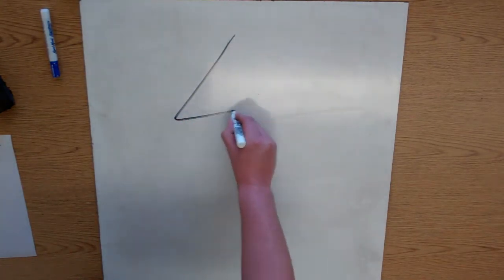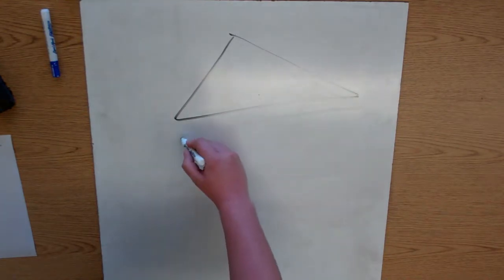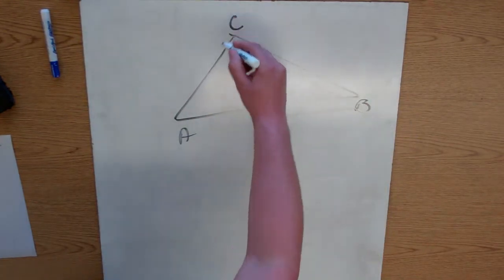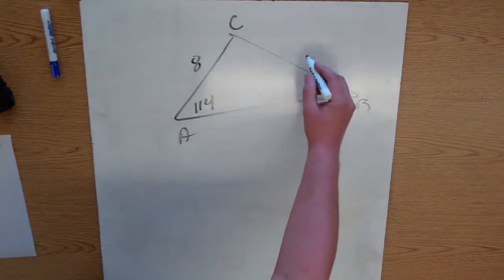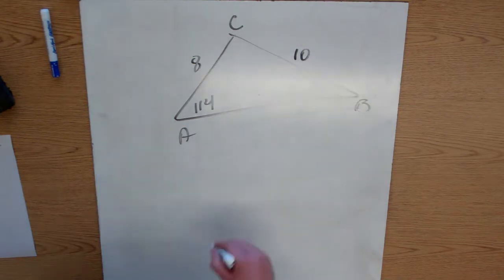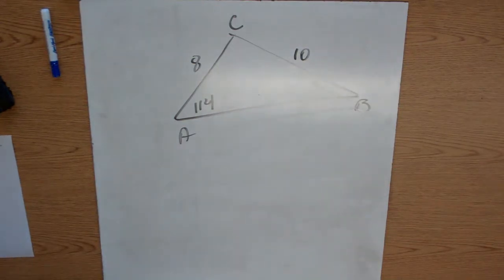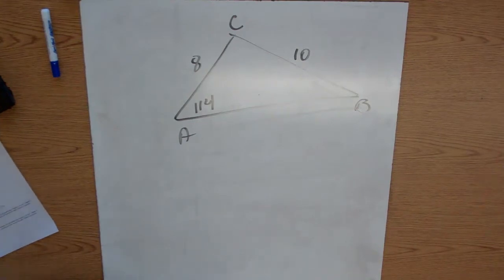All right, number 5, we're on the back of the worksheet. It says find the area of the triangle defined by the following amounts. So, A, B, and C. We know angle A is 114 degrees, B is 8, and A is 10. All right? So now, we know, because the formula's on the front, that the area is 1/2 one side times another side times the sine of an angle.